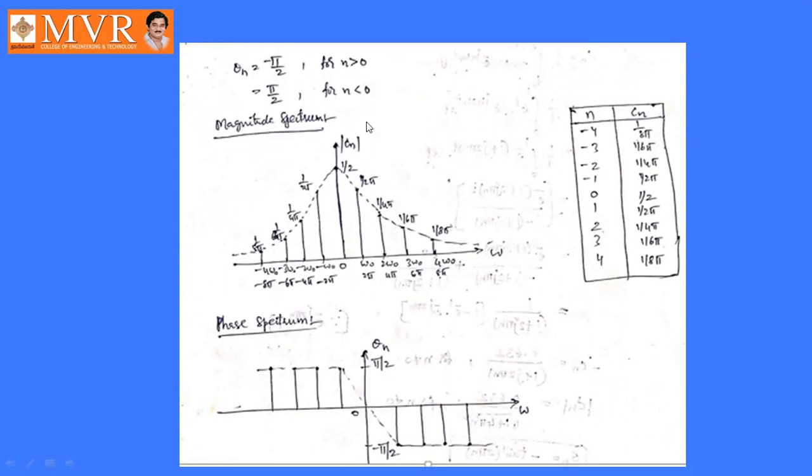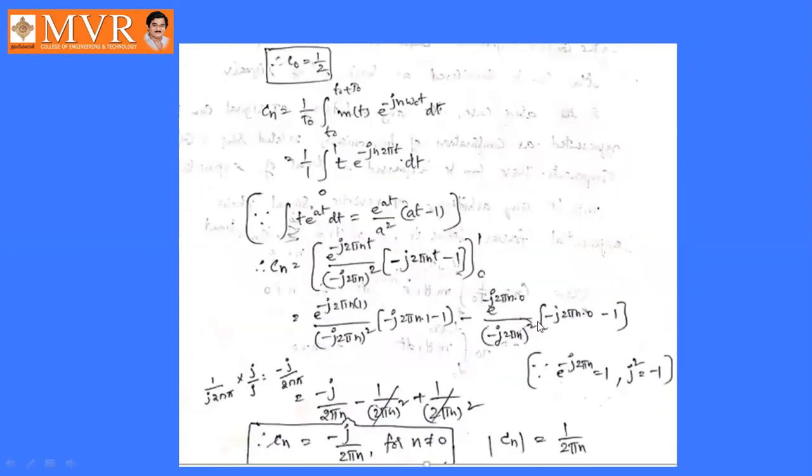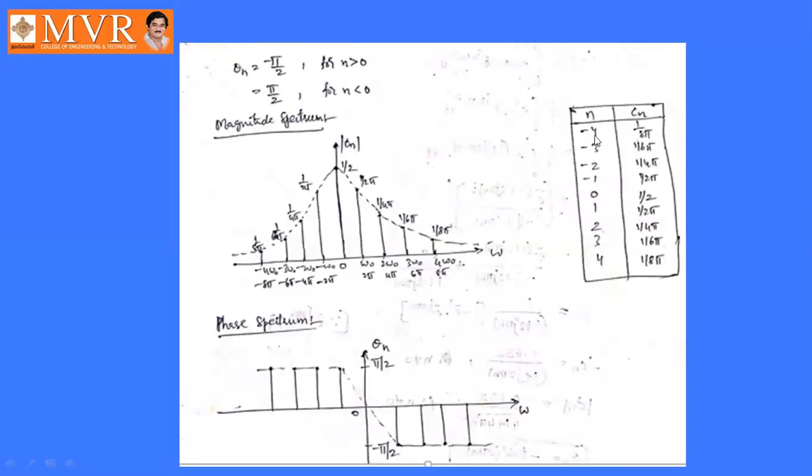After finding the magnitude and phase values, we have to draw the magnitude spectrum and phase spectrum. How to draw the magnitude spectrum? By taking the values of n and cn. The n values take both positive and negative values. If n is minus 4, substitute the value of n in the magnitude expression, 1 by 2 pi n, which gives 1 by 8 pi. Minus 3 gives 1 by 6 pi, minus 2 gives 1 by 4 pi, minus 1 gives 1 by 2 pi, and so on. We substitute these values and draw the plot between mod cn and omega.